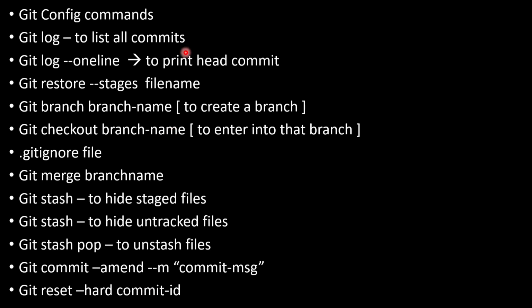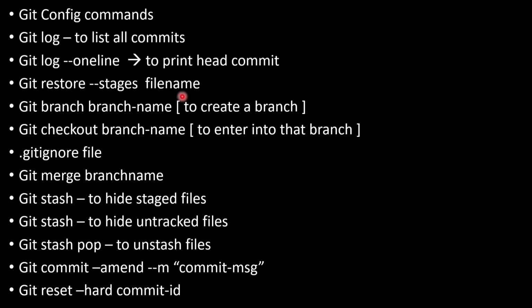And git config commands we already covered. And git log means it will list all the commits, the commit IDs. If you want to print only the last commit ID, you can use git log --oneline, which will print the head commit. And suppose all your files are moved into the staged area after git add. If you want to bring them back again, you can use git restore.